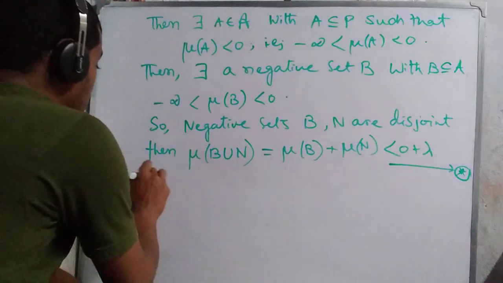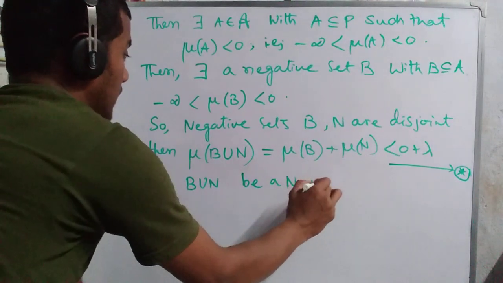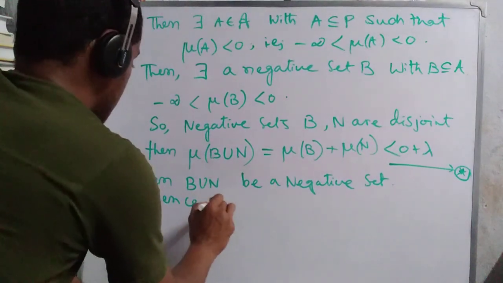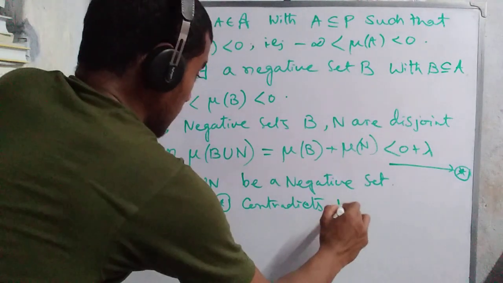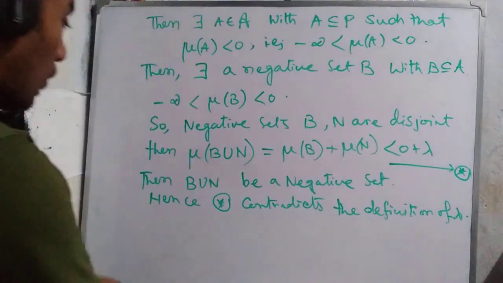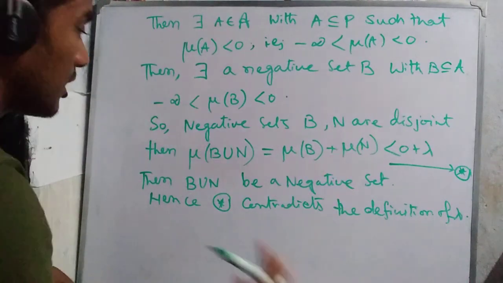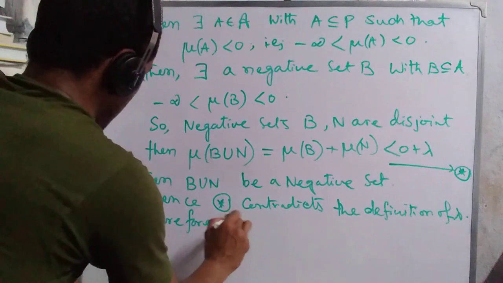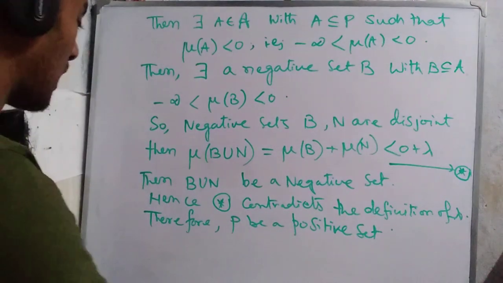Then B union N is a negative set. Hence star contradicts the definition of lambda, because lambda is the infimum over those negative sets, but here we find a negative set whose measure is less than lambda. This cannot be possible, therefore our assumption is wrong, therefore P is a positive set. So we have done the proof of the Hahn decomposition theorem.